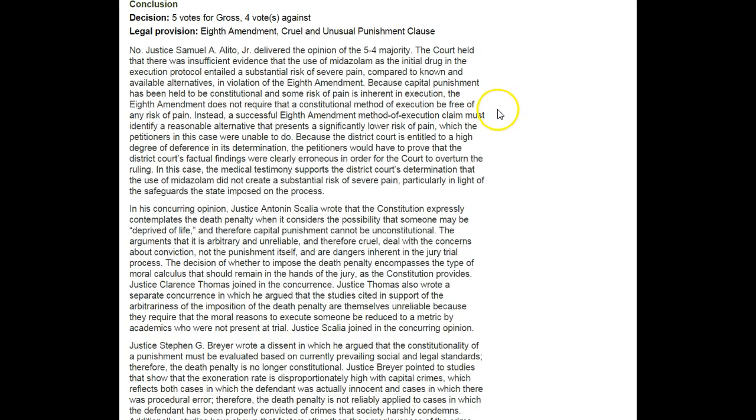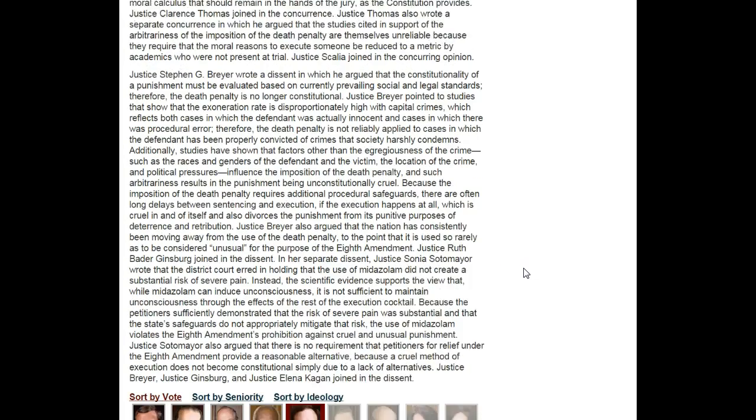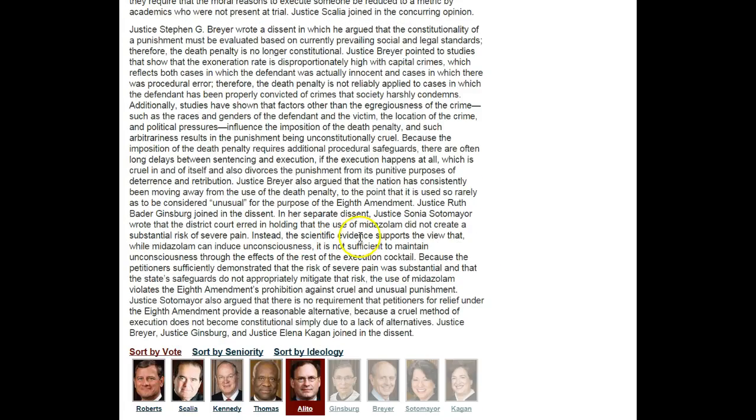As we look through, we can see that there's a concurring opinion, and Justice Antonin Scalia agreed with it, but he takes a different view. And then Justice Breyer wrote a dissent where he argued that the constitutionality of a punishment must be evaluated based upon concurrent prevailing social and legal standards, meaning the death penalty is no longer constitutional. He's basically saying that that is cruel and unusual punishment. If we continue down through, you can see his arguments.